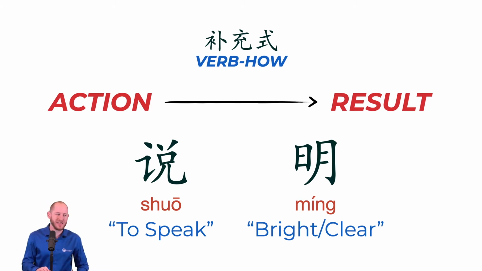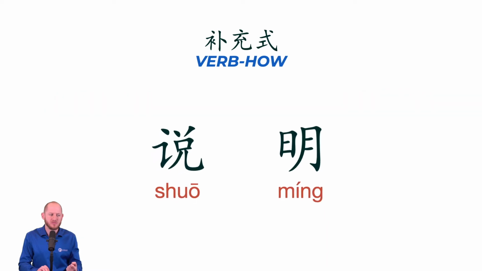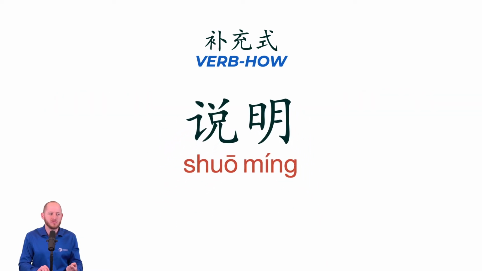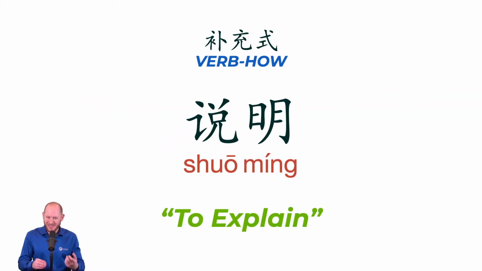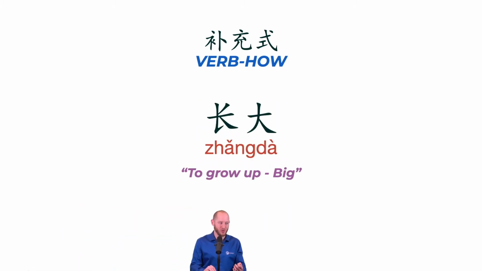So let's try to think of it that way. What does it mean if the result is bright clarity of your speech? Well, 说明, to explain. That's exactly what explaining is, isn't it? It's when you speak to the point where something is clear. And if you haven't spoken to the point where something is clear, then you haven't explained very well. Chinese does this all the time, where the word itself can be enlightening to what the concept is in the first place. So let's look at some more verb how structures.